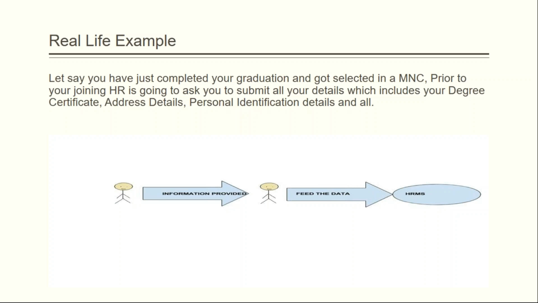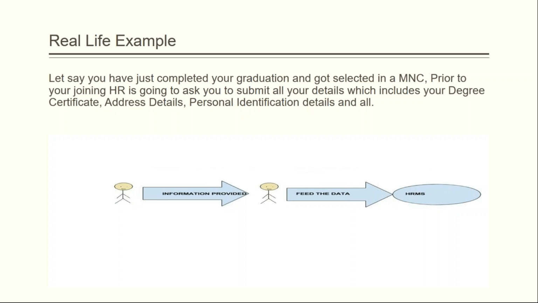Normally they collect these details in a form, and the data entry team enters all these details in the HRMS application, the particular application which HR is using. So basically, every organization keeps track of all its employees, where they belong and what details they have. When you provide the information, the data entry team is going to feed that data to an HRMS system.